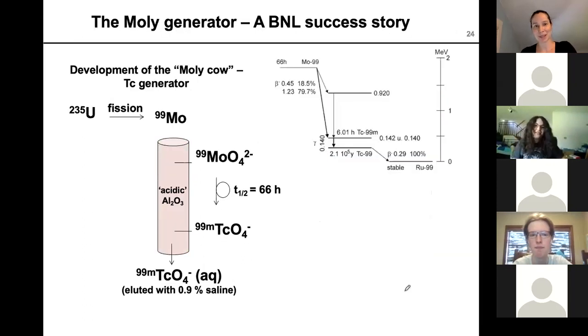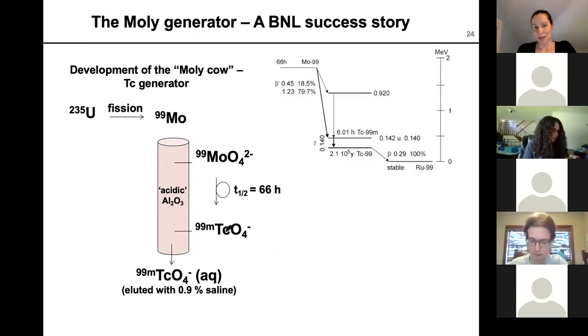Probably a slightly more famous, but also older example is the moly cow. This is one of many of BNL's claims to fame, to develop the technetium generator. So molybdenum-99, which can be produced as a fission product from uranium-235, is actually a great parent isotope to technetium, technetium-99m specifically.